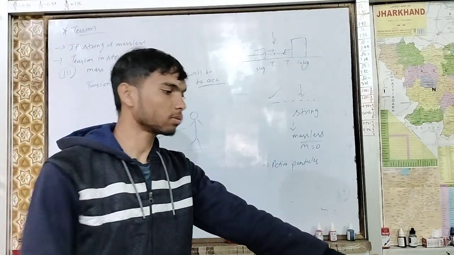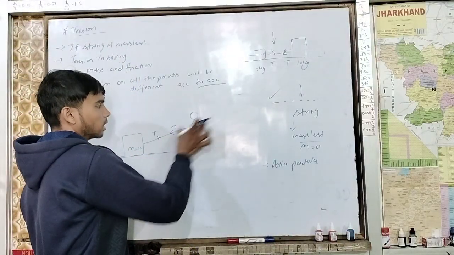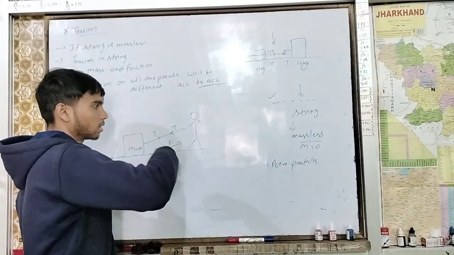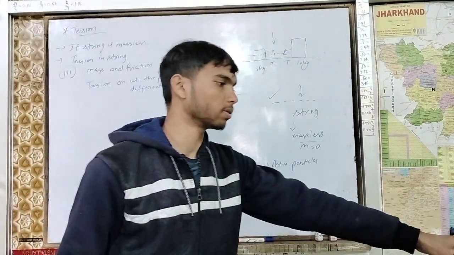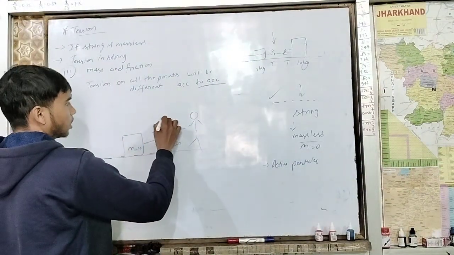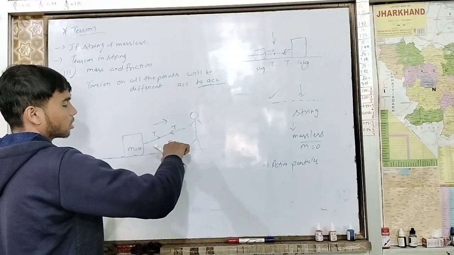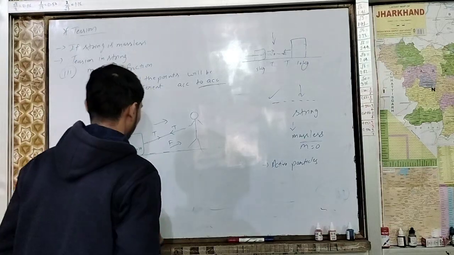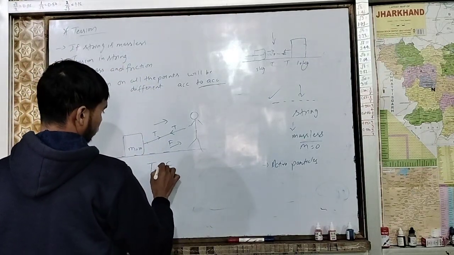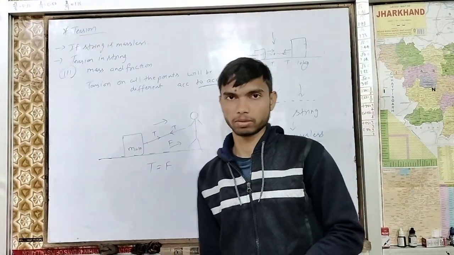What is happening? Tension and force are in this direction. So the direction of the force of the man is in this direction, so the direction of the tension will also be the same. It is the same. T will be equal to F because T is directly proportional to F. Both are force.